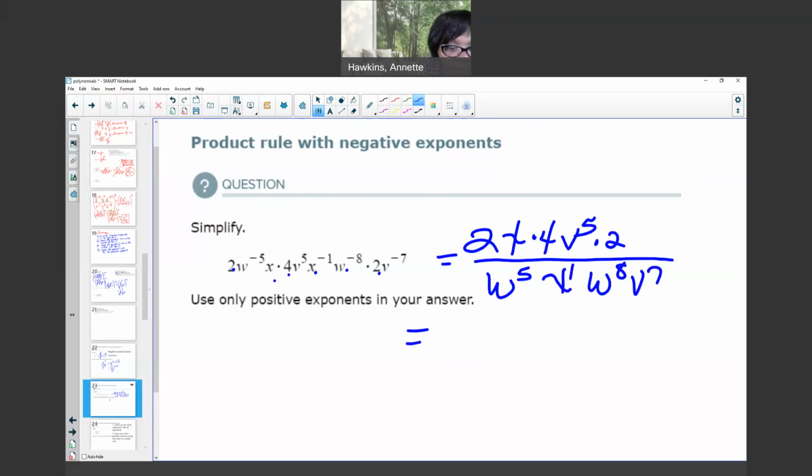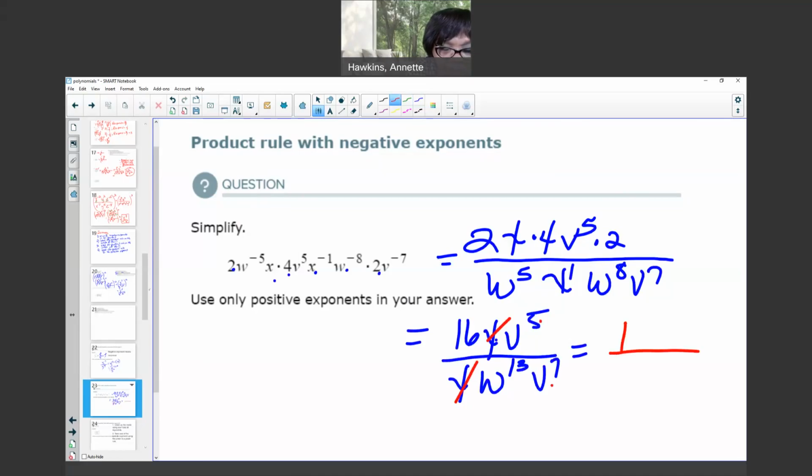So let's see what we have on top. That's going to be 16x v to the 5th. And this is x w to the 13th v to the 7th. x and x will cancel. And v to the 5th, v, okay. So this is 16 w to the 13th. 7 minus 5 gives me 2. So 16 over w to the 13th v squared.